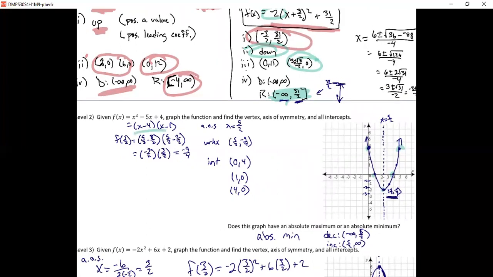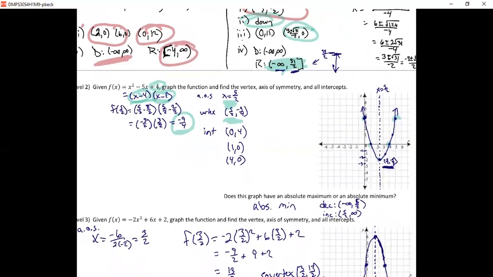I first factored it, and by factoring it, I was able to figure out what my axis of symmetry is by going halfway through. After doing so, I found f of that, and I got -9/4, which gives me the vertex of 5/2, -9/4. My intercepts, I can get the y-intercept and x-intercepts from these equations and put them on the graph.